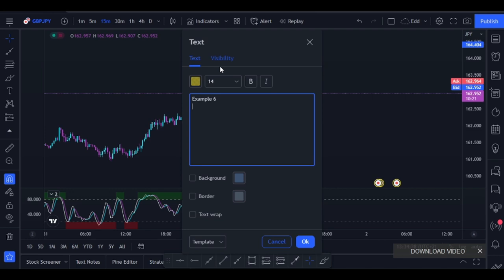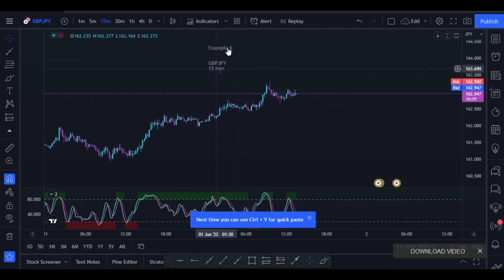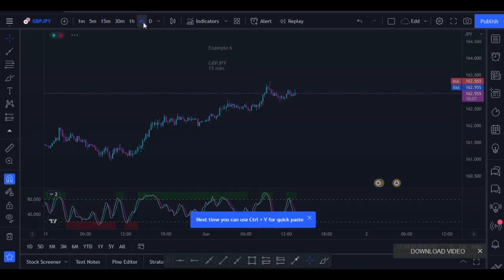Example number 6. GBPJPY, executing on the 15 minutes. Okay, let's make this gray. Right now, okay, let me show you something here on the 4-hour.